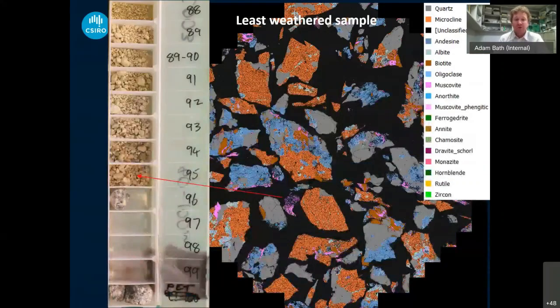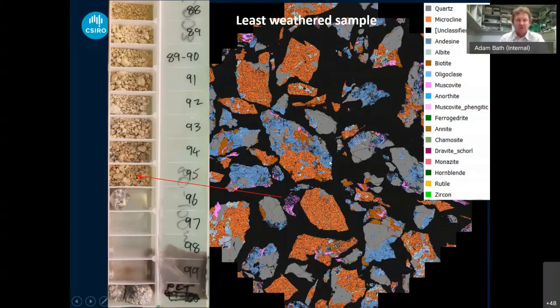And we know from some of the work that we've done before, looking at this in air core samples, so the chip samples, where in a relatively fresh rock we can see the white mica, K-feldspar, plagioclase, quartz.